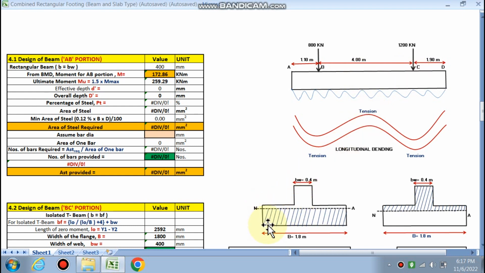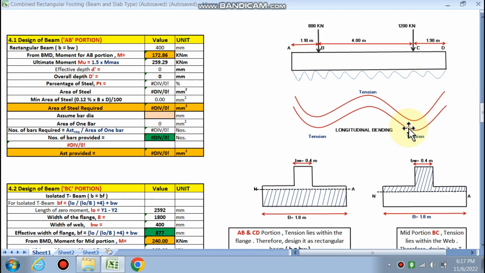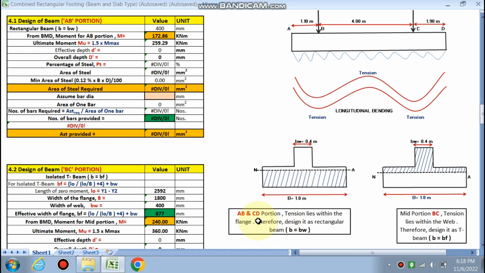If you take a section, the neutral axis, the tension lies in the flange area. So in the AB and CD portions, tension lies within the flange, therefore design it as a rectangular beam. This is the web portion. In the BC portion, tension is in the upward portion, that is, tension lies in the web, so the mid portion is designed as a T beam. B will be the effective width, that is, the width of the flange.